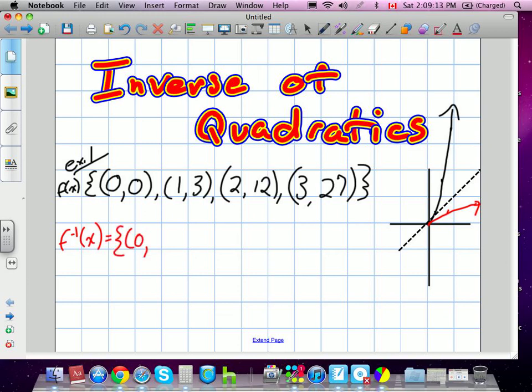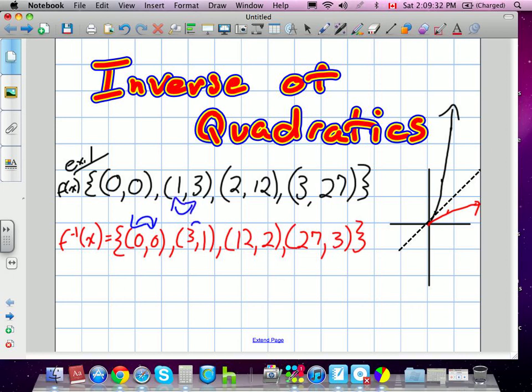Okay? That's the same, and I'll explain why after. But this one, tell me if you can figure out what the pattern is. What do we do here? We just switch the x and the y. So everything just becomes flipped. 0,0 just stays at 0,0. But when you flip 1,3, it becomes 3,1. 2,12 becomes 12,2. 3,27 becomes 27,3. And that's how we would plot out the inverse of the function once we have the points.